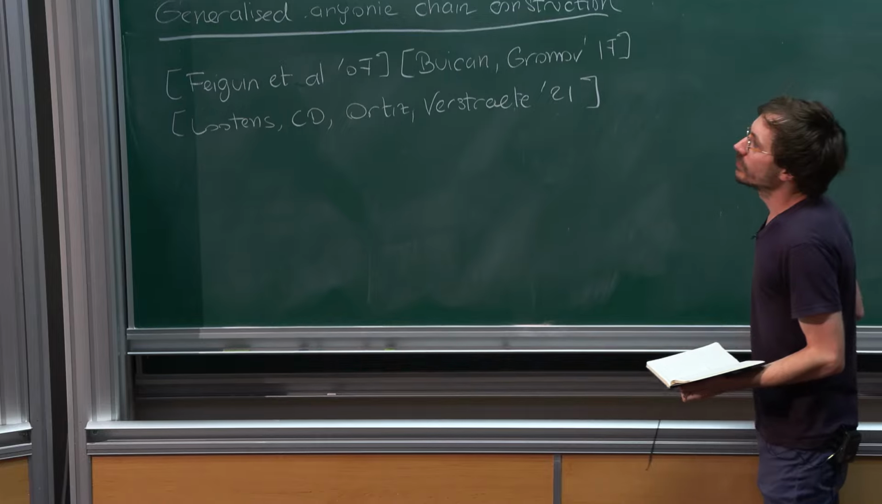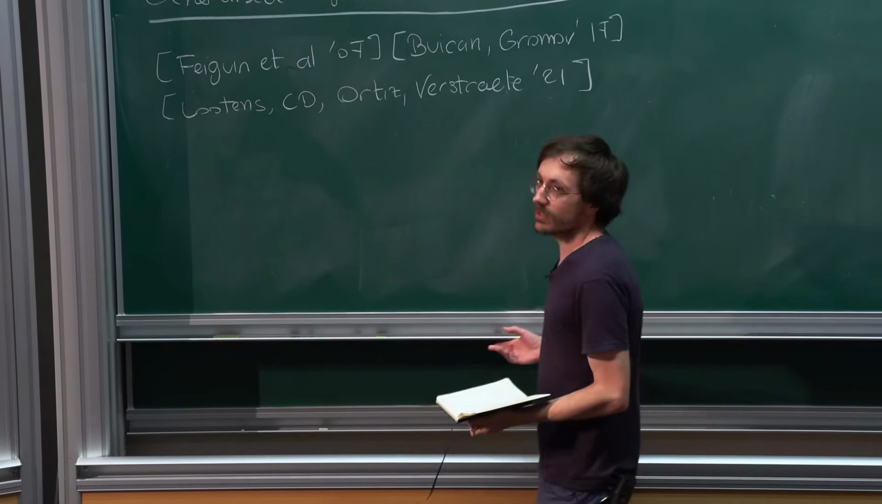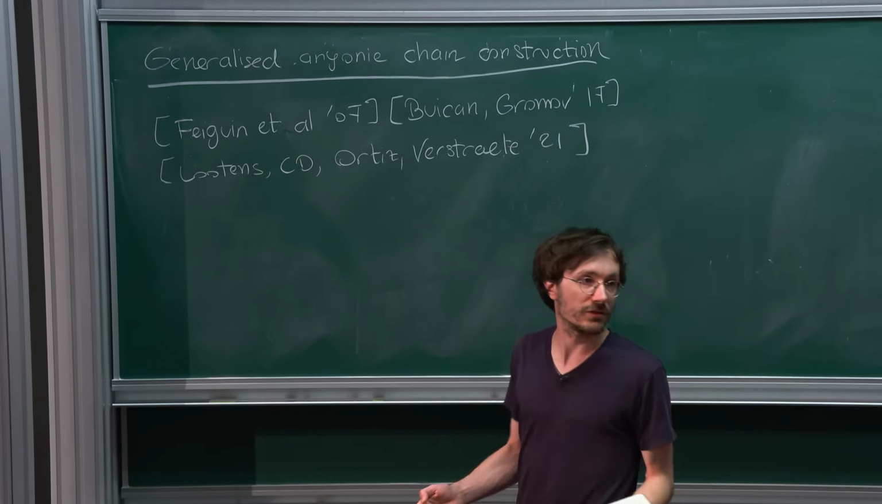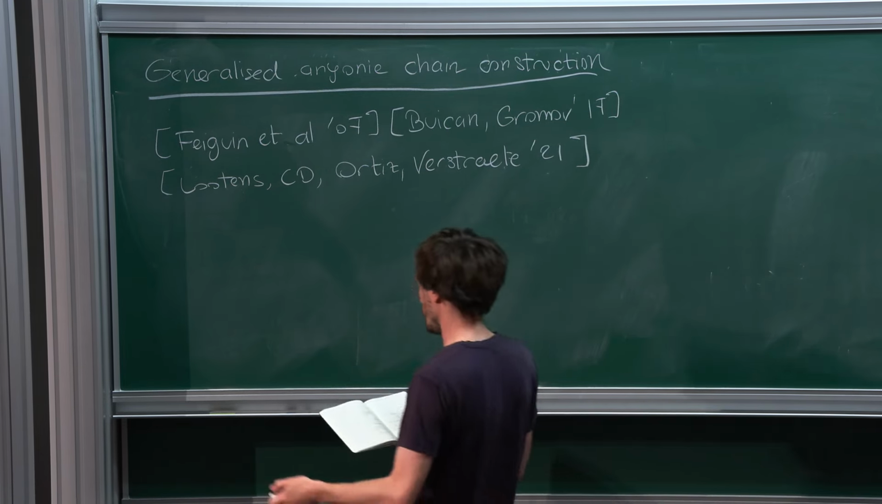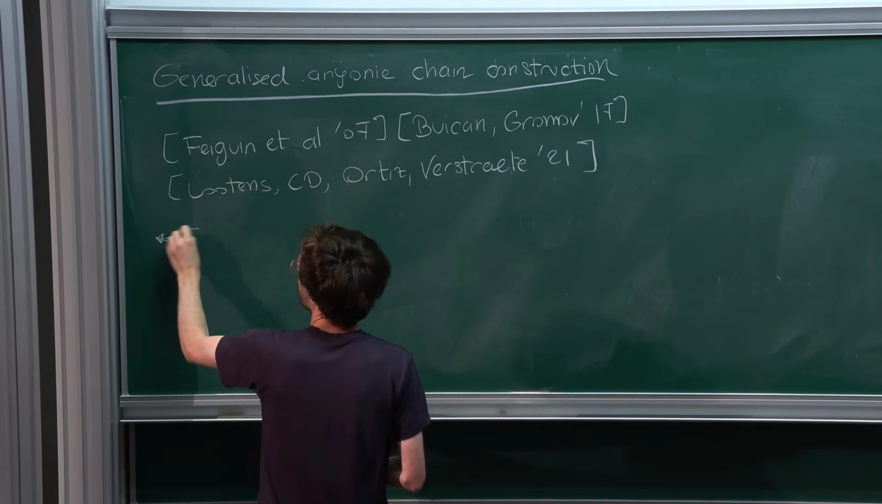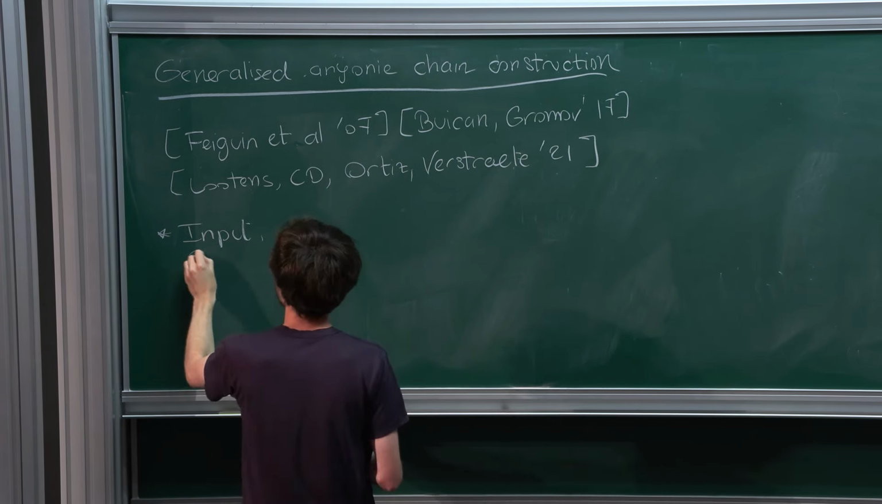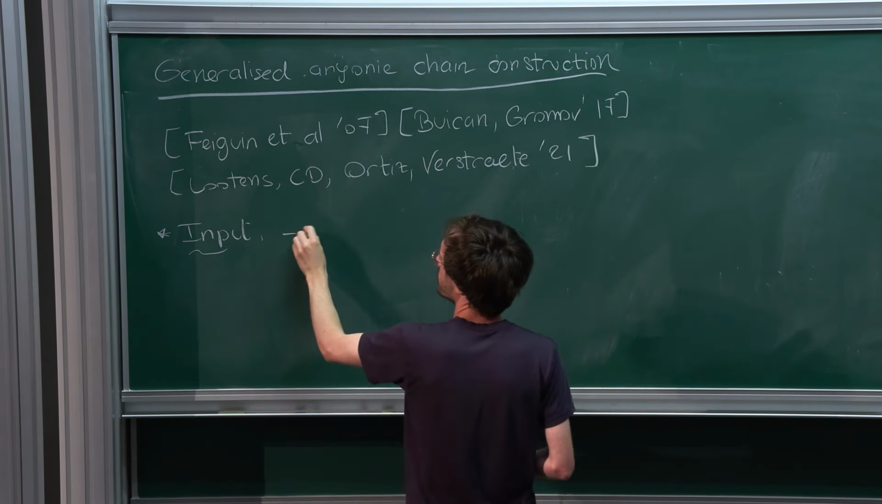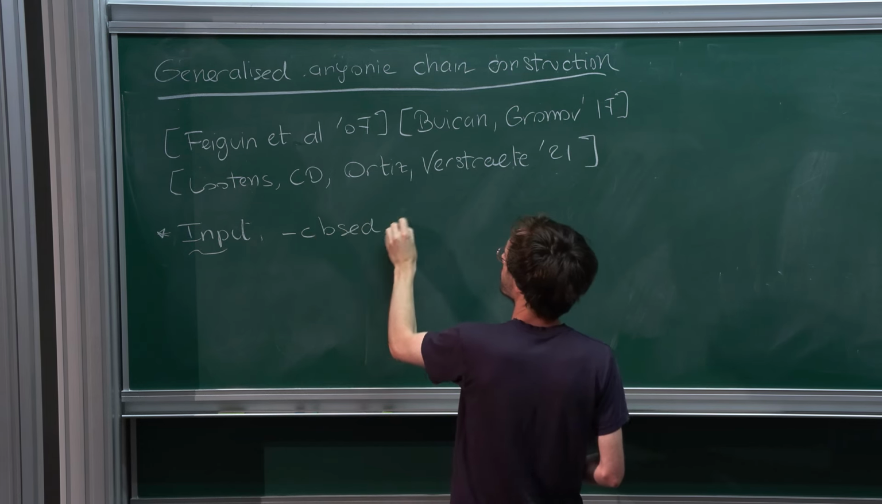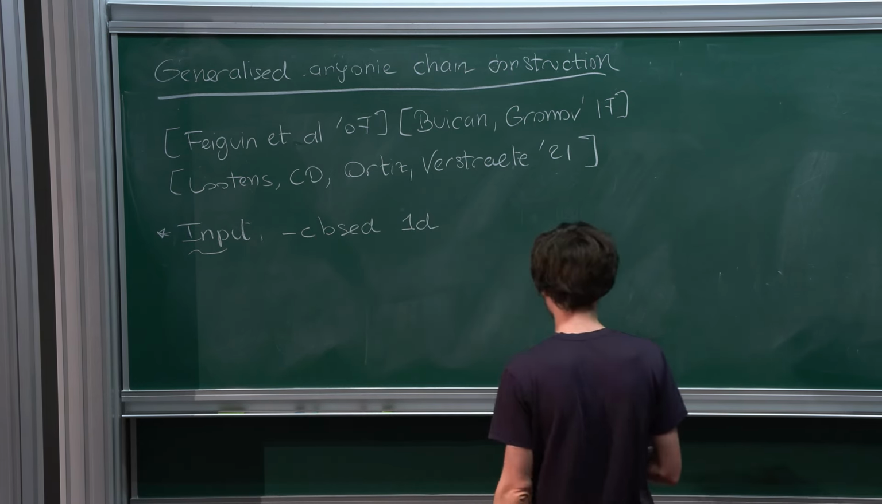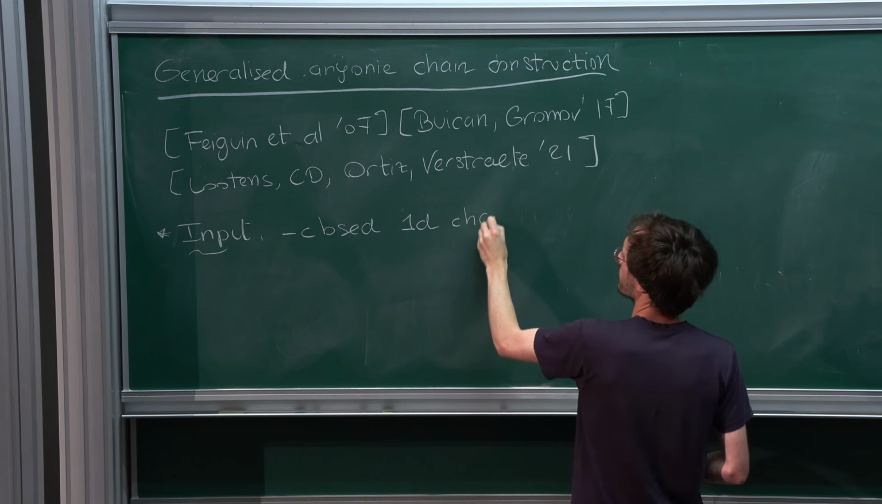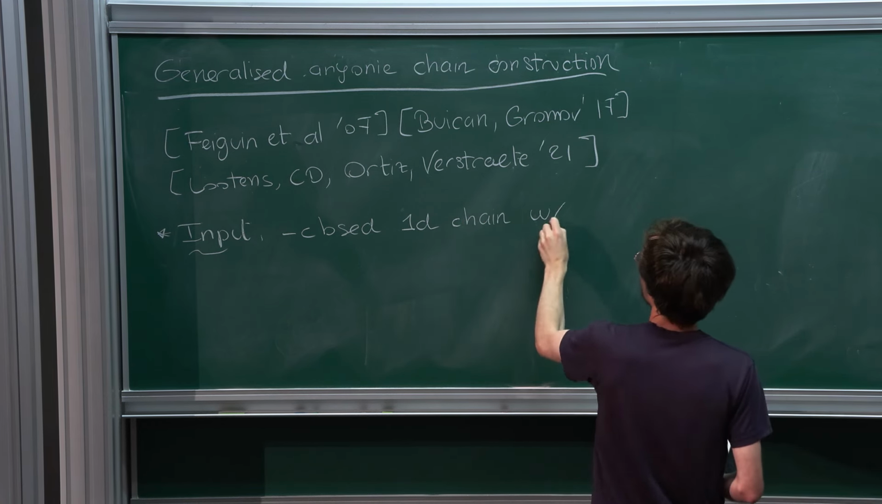Okay, so the goal now is to build a lattice model that is going to have a given non-invertible symmetry. So the input of this model is given by the following. First, we're on 1 plus 1D, so we need a lattice, which we're going to take to be a closed 1D chain with L sites.